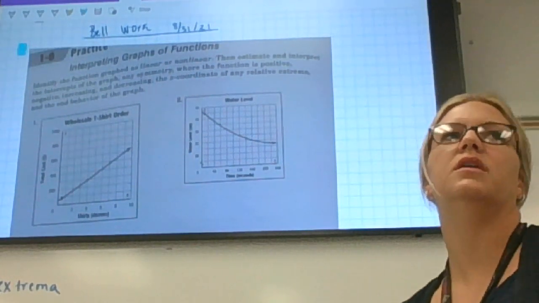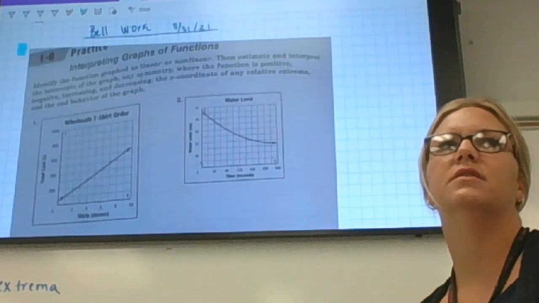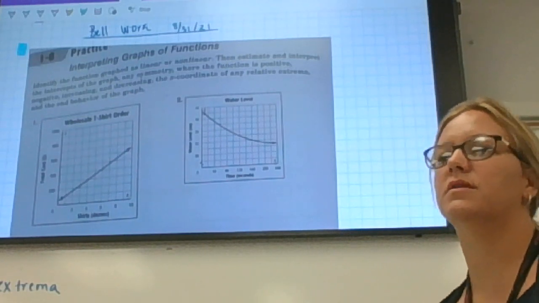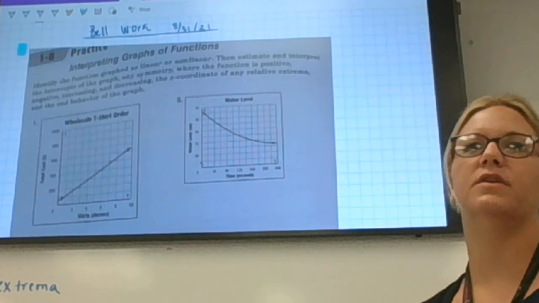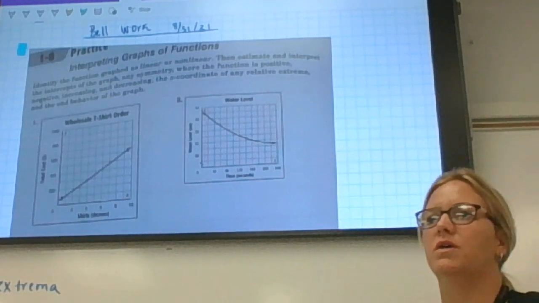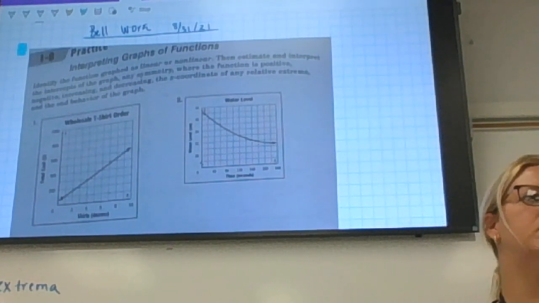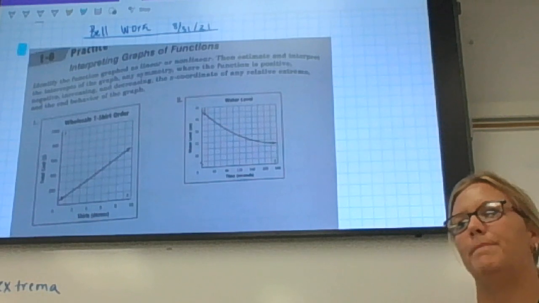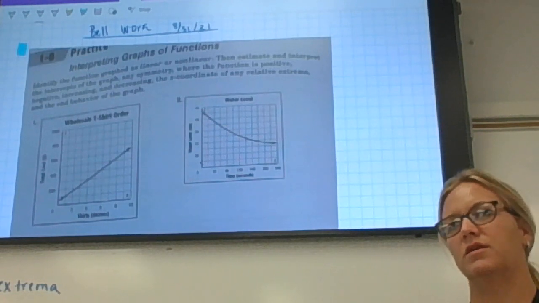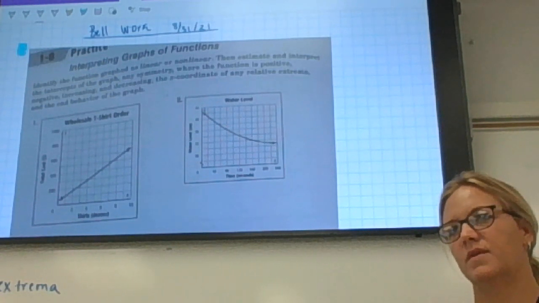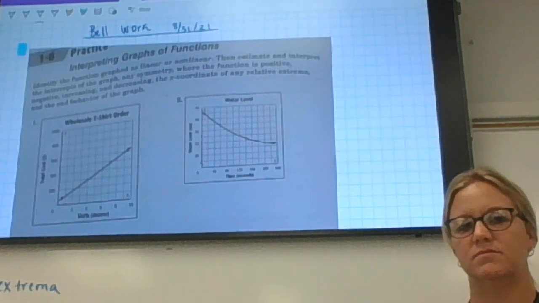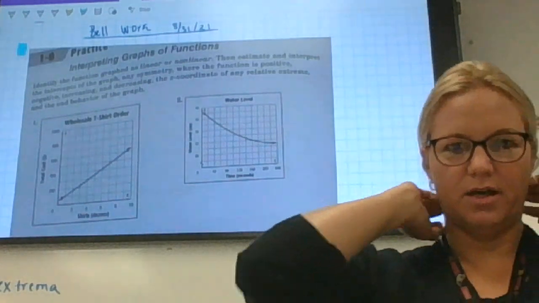This is actually page 16 of the workbook. If you can't see it very well and you want to open page 16 of your workbook, you can. But do this in your notebook. Okay. It's easier to see that way.